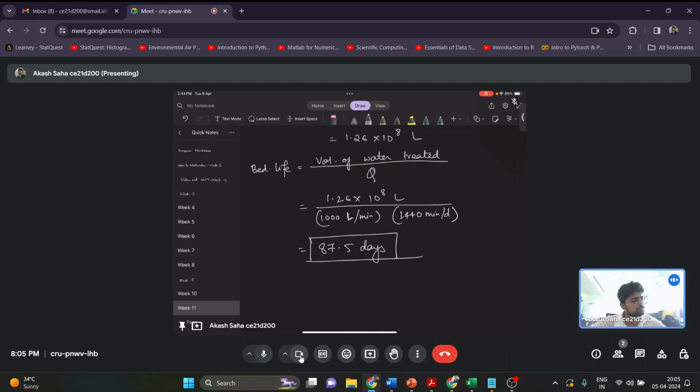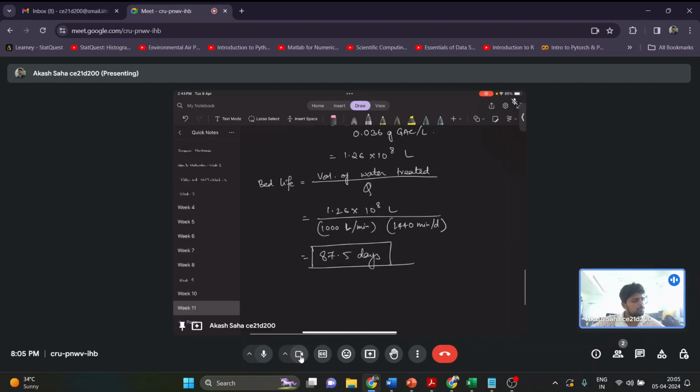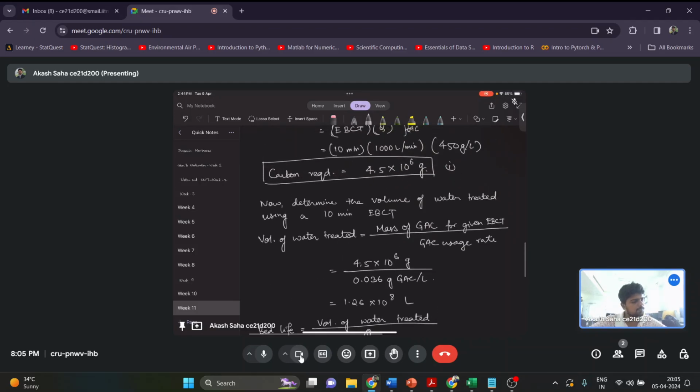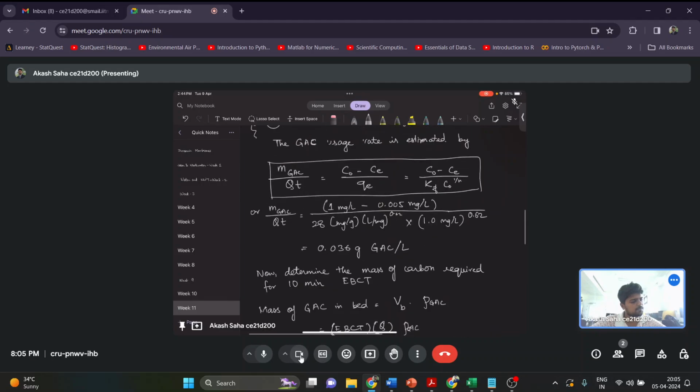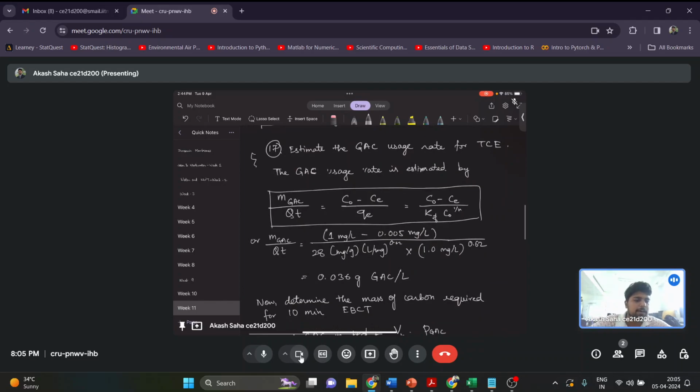So pretty simple. I will explain it once more. So first we have to find out the GAC usage rate. So this is given by this formula. So every parameter is known. So we got the usage rate at 0.036 gram per liter.